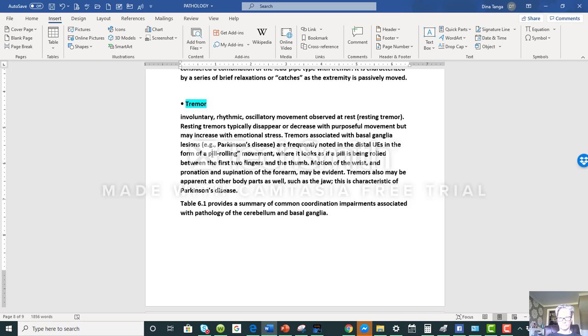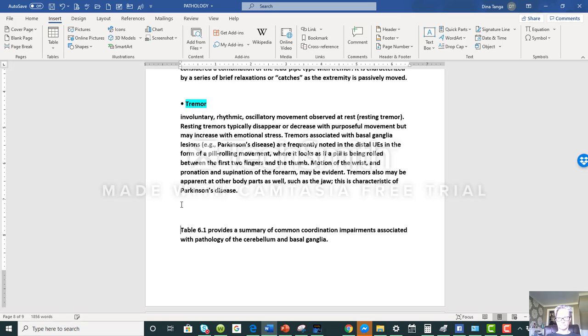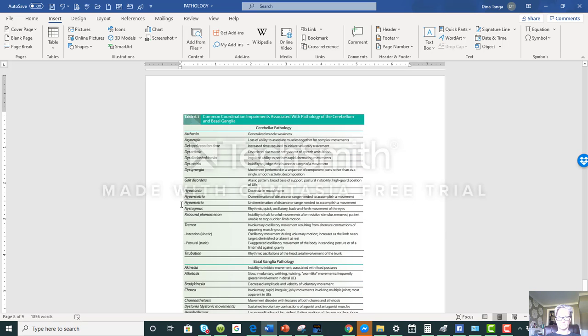Motion of the wrist and pronation and supination of the forearm may be evident. Tremors also may be apparent at other body parts as well, such as the jaw. This is characteristic of Parkinson's disease. Table 6.1 provides a summary of common coordination impairments associated with the pathology of the cerebellum and basal ganglia.